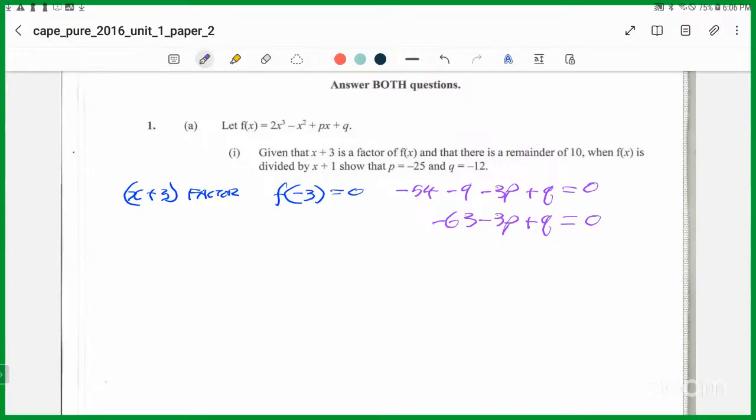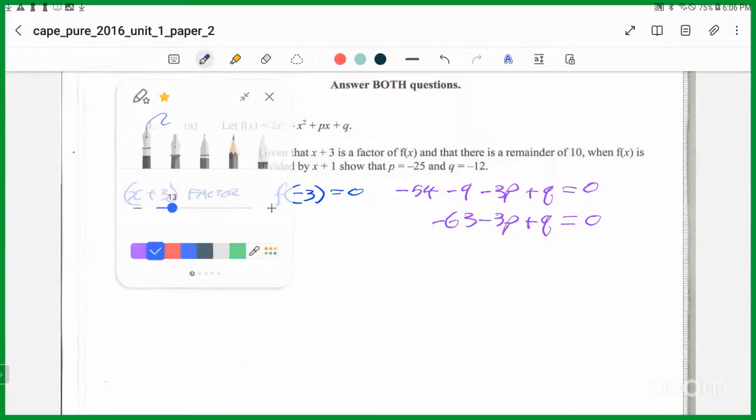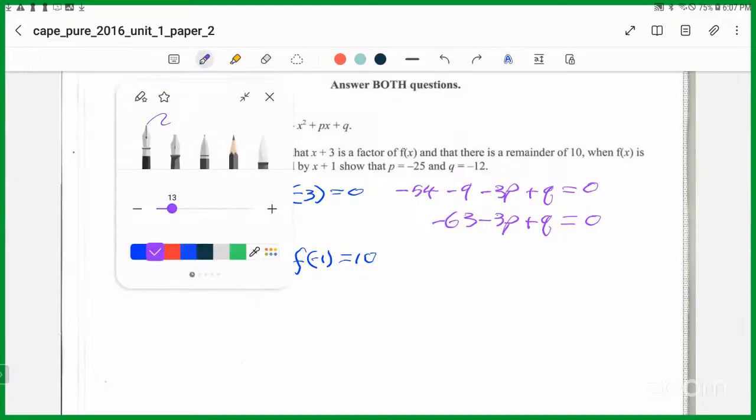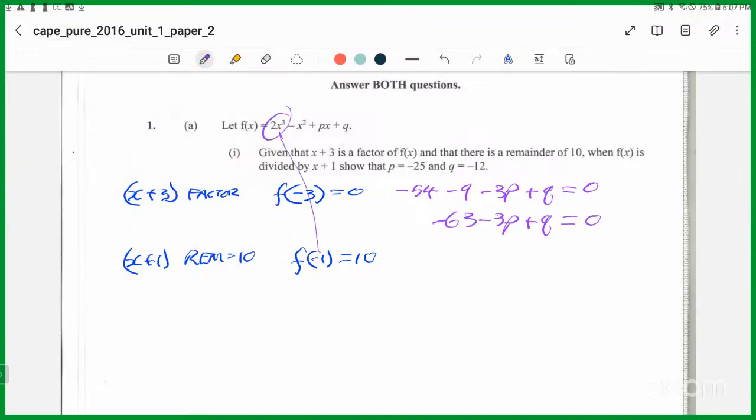Alright, that is that. Then the next thing they told us, let's go for it in blue, is that it leaves a remainder of 10 when divided by x plus 1. So x plus 1 gives a remainder which is equal to 10. What does that mean? It means that f of minus 1 is equal to the remainder of 10. So I plug minus 1 in there, it works out to 10. That's what basically they're saying. Let's see that part in purple. So minus 1 in here, you're going to make this become a negative 2.